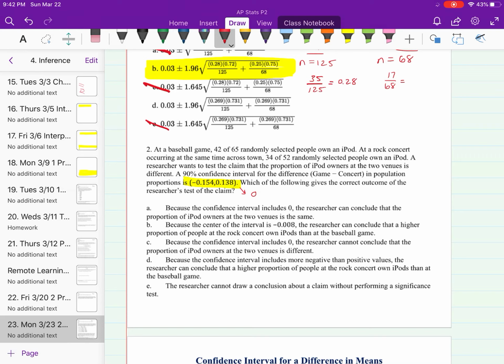Well, if the confidence interval is about the difference between two proportions, or what we're going to do today, the difference between two means, 0 means that there is no difference. No difference means that the two proportions can be the same. So since 0 is in this interval, that means that we have evidence that the two proportions can be the same. Another way of saying that is that we don't have evidence that they're different. And the one that correctly says that is choice C.